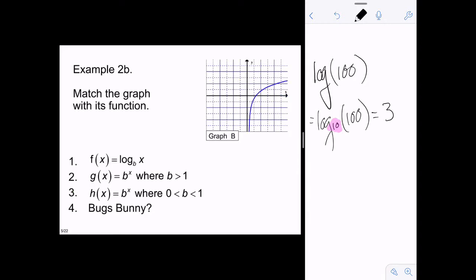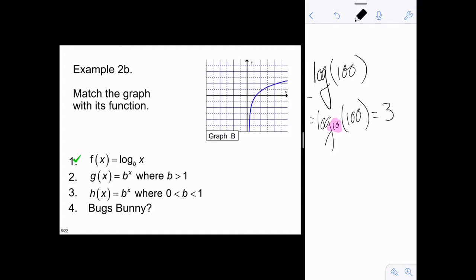All right, for our next one, graph B. Our last one had a horizontal asymptote. This one looks like it has a vertical asymptote, and it looks like it can't go past x equals 0. Because it has a vertical asymptote, this one is in fact our logarithm.